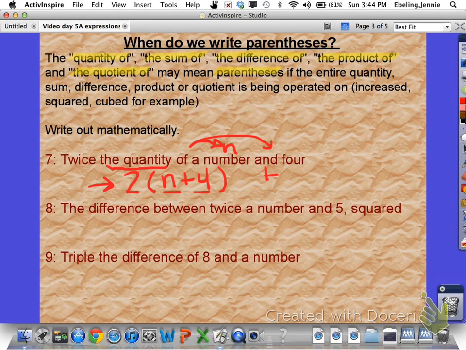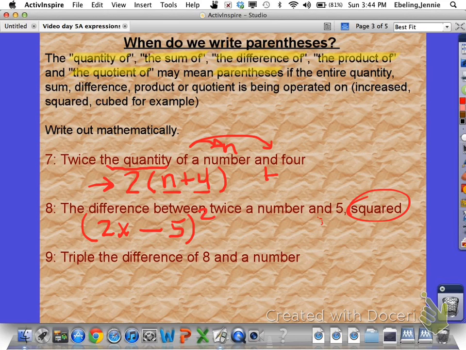Number 8, the difference between twice a number and 5, and there's a comma, squared. So first of all, I start off with the difference between twice a number and 5, and this and does not mean addition because I was talking difference. But then with this squared on the back means that you want to square that quantity.